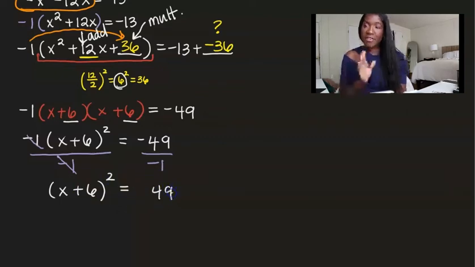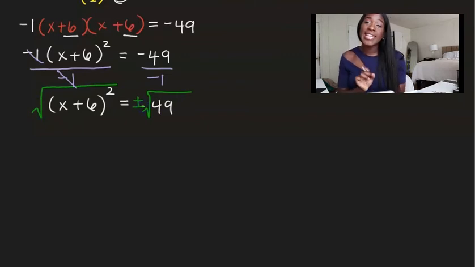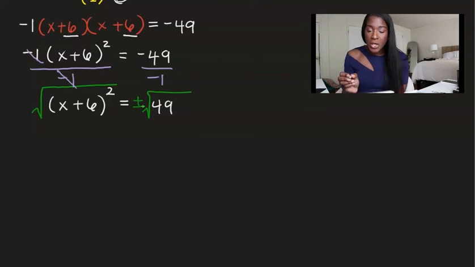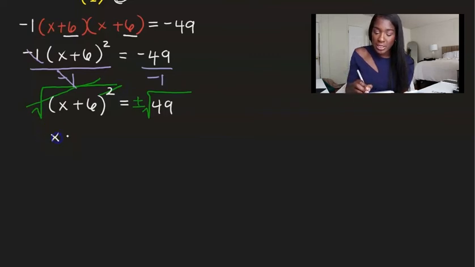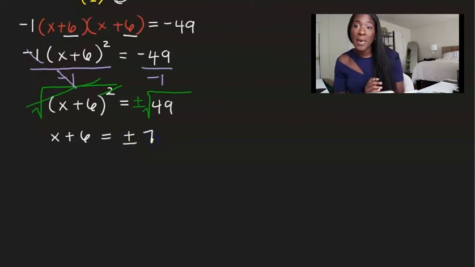So now that we have the squared isolated, we're now ready to go in and square root both sides of the equation. You have to be very careful when you square root both sides of the equation. Do not forget to put plus or minus. Anytime you square root an equation to solve it, you need to put plus or minus. What the square root does is it comes in and it cancels with the squared on the left side of the equation. So it leaves us with just x plus 6. It doesn't cancel anything on the right side of the equation, but the square root of 49 is 7. So we have x plus 6 is equal to plus or minus 7.